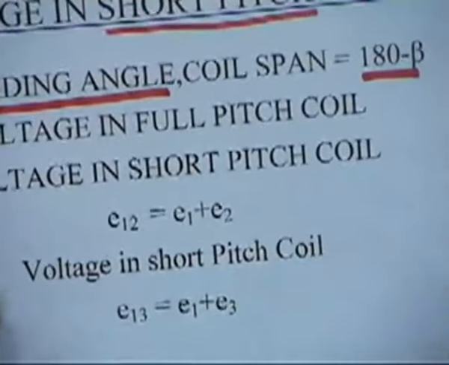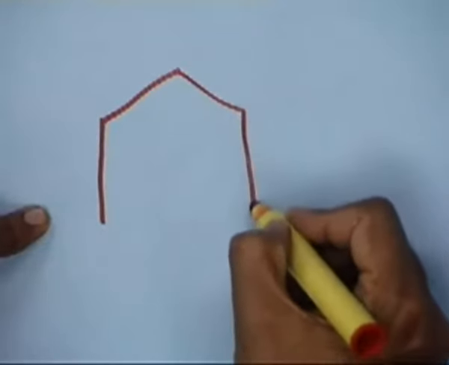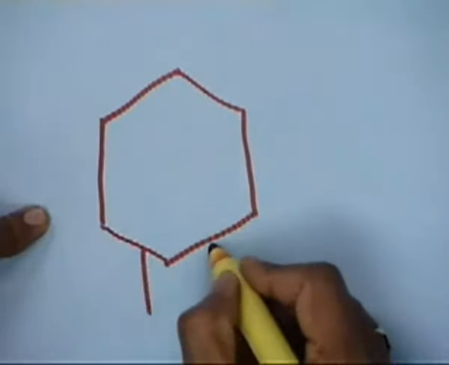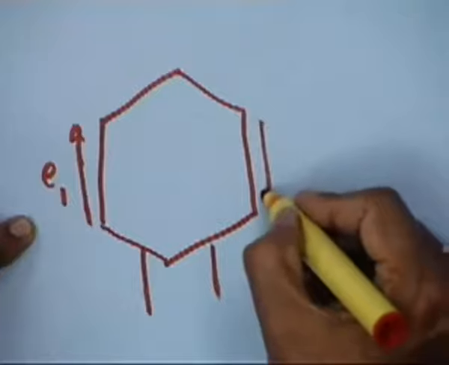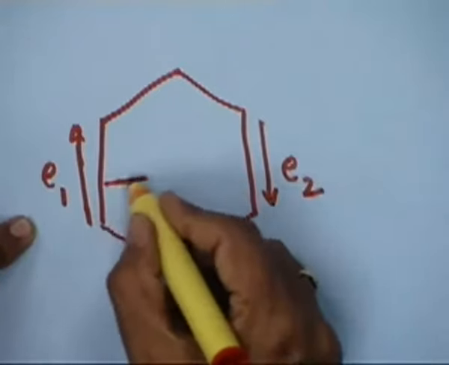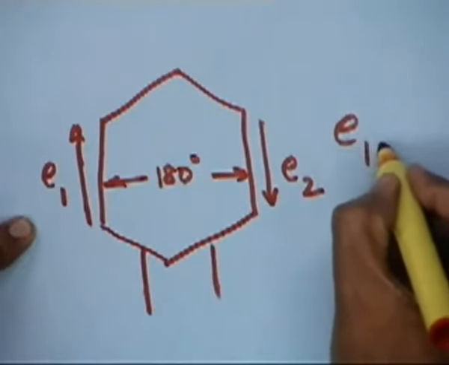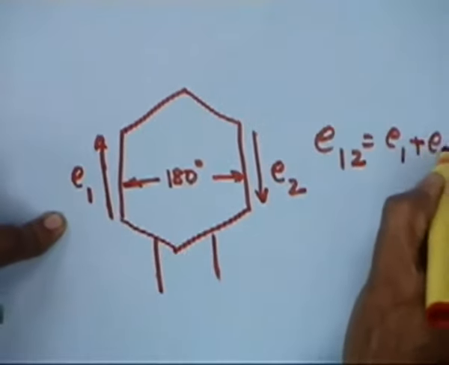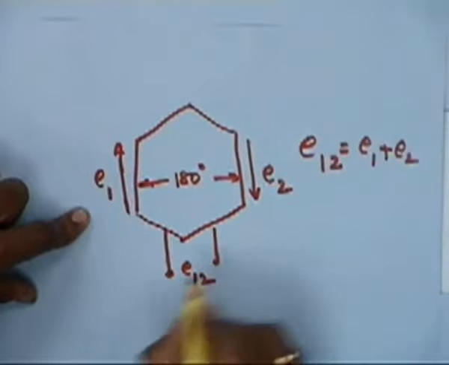In a short pitch coil, let us say E1 plus E2. We will show it again like that. Supposing we have a coil which is like this. So, if the voltage here is E1, and the voltage here is E2, and this angle is 180 degrees, then E12 is E1 plus E2. This is the voltage across these two points.